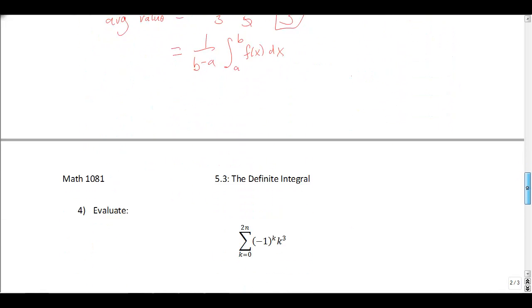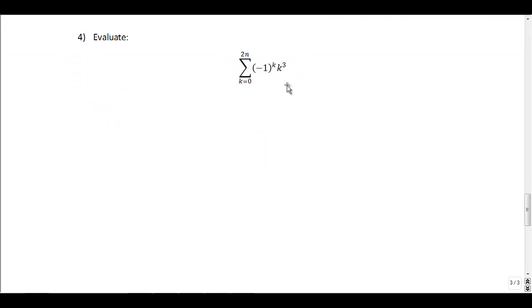Okay. Next one. Right, so number 4 here, we're just going to work on a summation problem. We have the summation k equals 0 to 2n of negative 1 to the k times k cubed. There are probably different strategies to work on here. The negative 1 to the k causes me issues. If that wasn't there, there's a nice formula I could use.